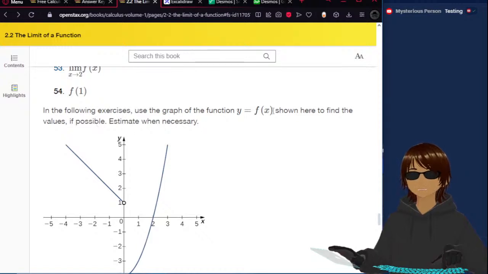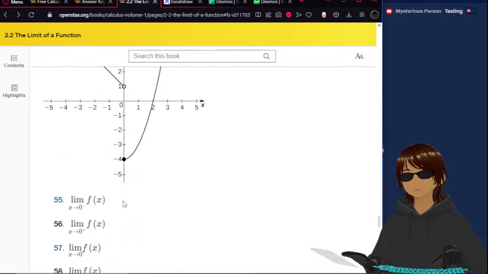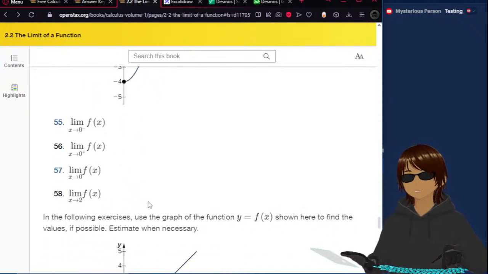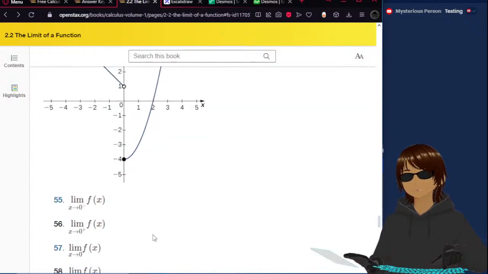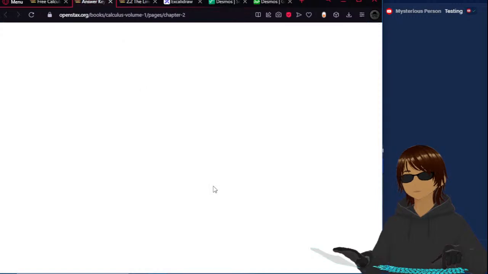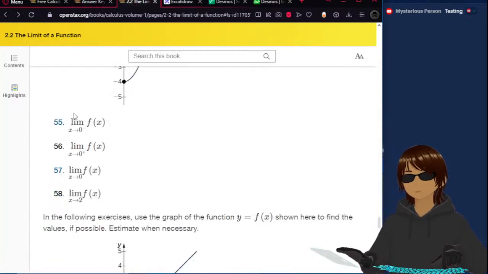Use the graph of the function y is equal to f of x shown here to find the values if possible. X is equal to 0. X approaches 0 from the negative side, then it's 1. From the positive side, it's negative 4. Overall, it doesn't exist. And x approaches 2, it's 0. One does not exist. Okay.